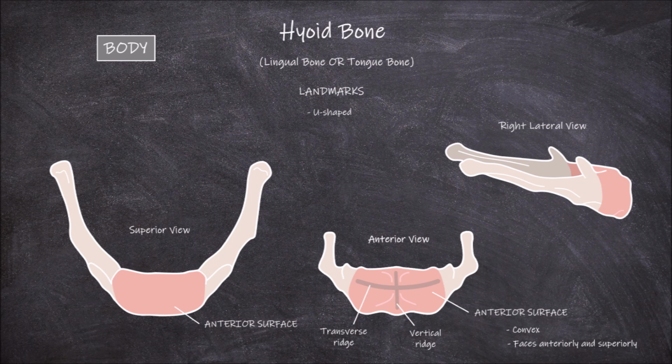The second surface is the posterior surface, which is located on the back of this bone. This surface is concave in shape and smooth. It faces posteriorly and inferiorly.